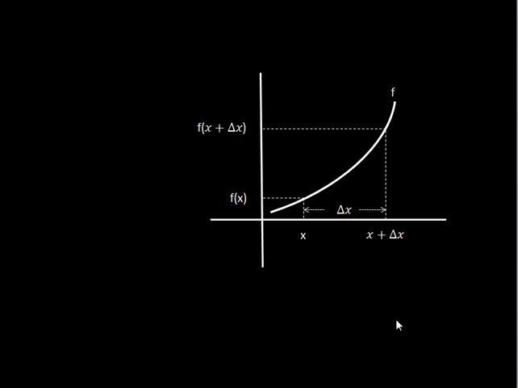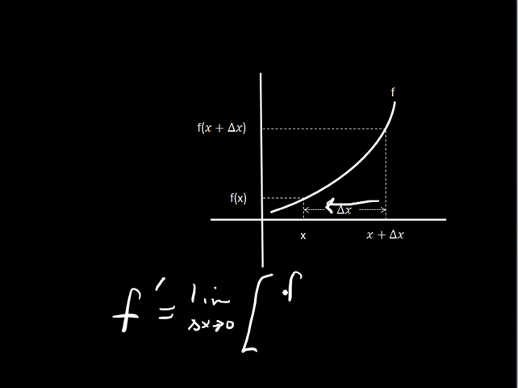Another way that it's often shown is what I call the delta x notation. I somewhat prefer this notation, so that the derivative in this case would be the limit as delta x approaches 0. In other words, this value is getting smaller and smaller here, of f of x plus delta x minus f of x, all over delta x.